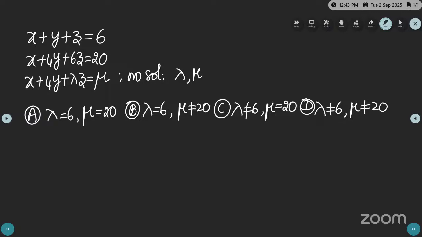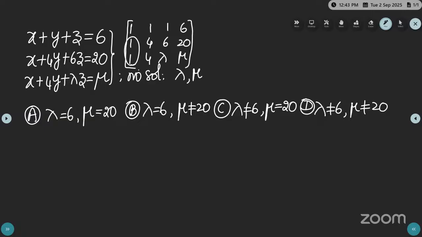Here the augmented matrix is 1, 1, 1, 6; 1, 4, 6, 20; 1, 4, lambda, mu. Make these two zeros in the first step, equivalent to R2 implies R2 minus R1, R3 implies R3 minus R1. Do it quick.